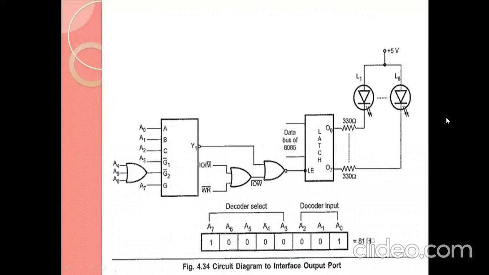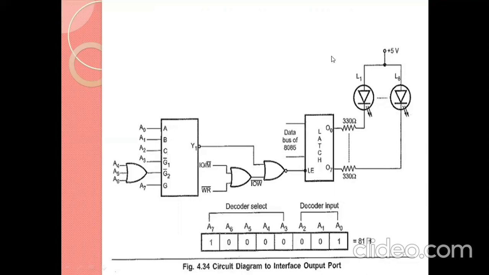You can see why it is 81. In the decoder, G is high, so A7 is high. A5, A4 and A6 are low, so I have represented them as low. A3 is connected to G1, so it is also low. Now the LED is connected to Y1, so I have to give 001 in the decoder input. If you combine this value, the hexadecimal value is 81. This is the address of the output device.